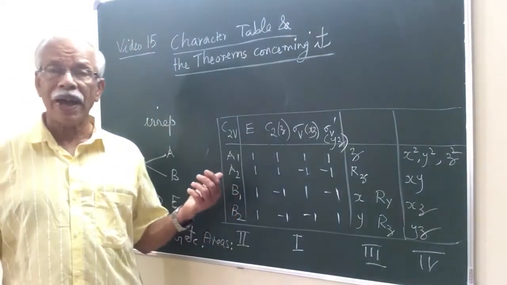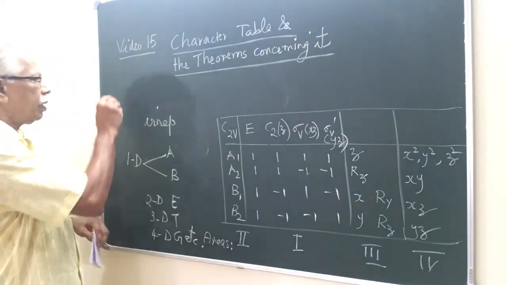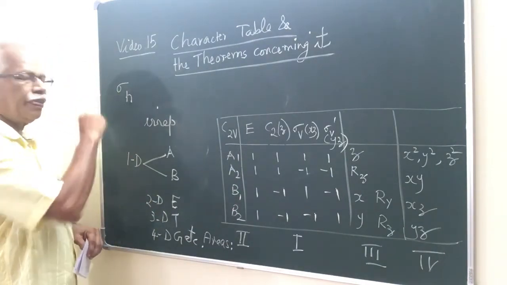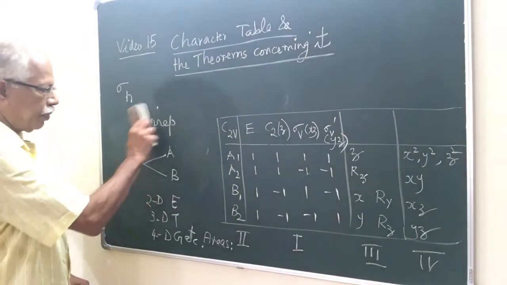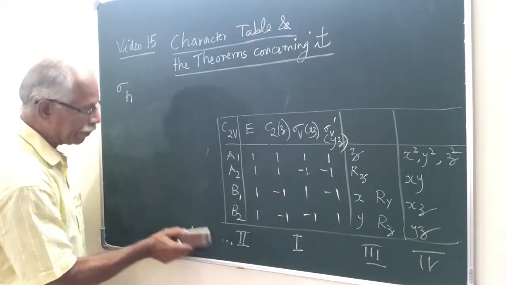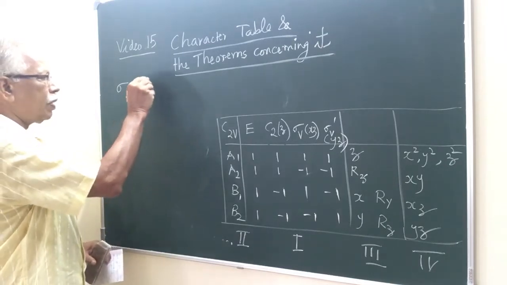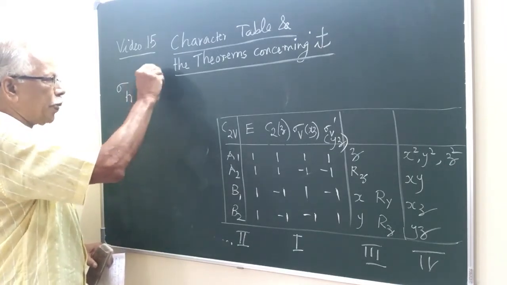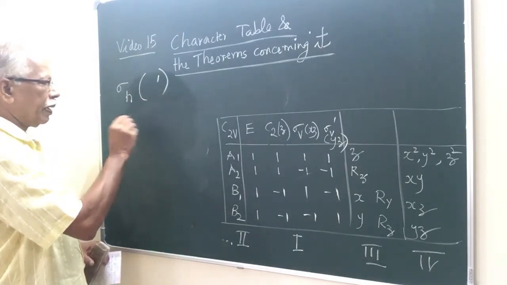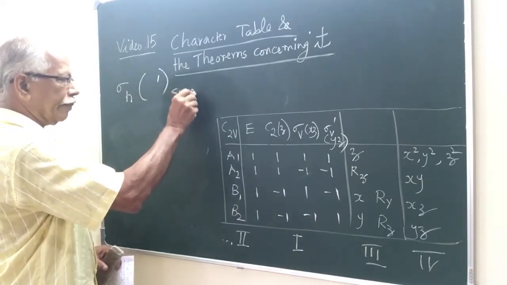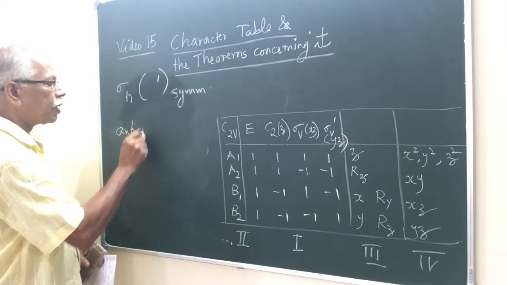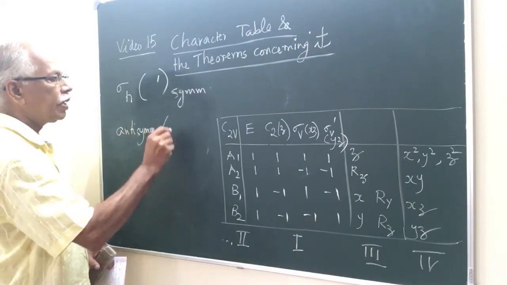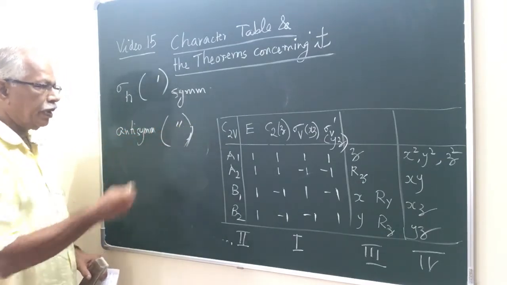Then if a molecule has sigma h, symmetric with respect to sigma h in Mulliken's notation is denoted by a single prime, and anti-symmetric with respect to sigma h is denoted by a double prime.